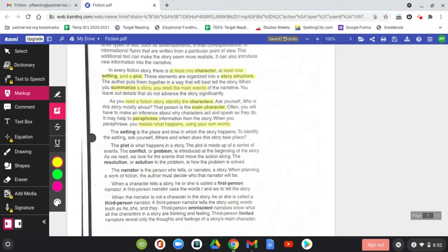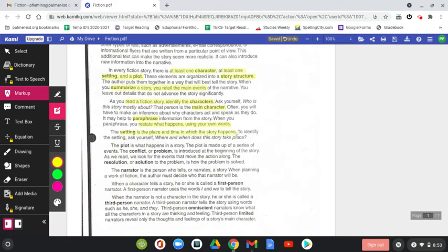All right, the next thing that we're going to talk about is our setting. We know that setting is where our story's taking place. So that could be the place, it could be the time, the weather, the year. It's always where the story is taking place.